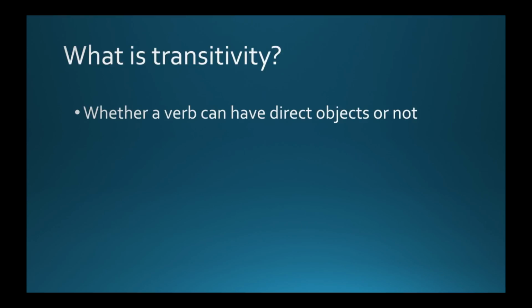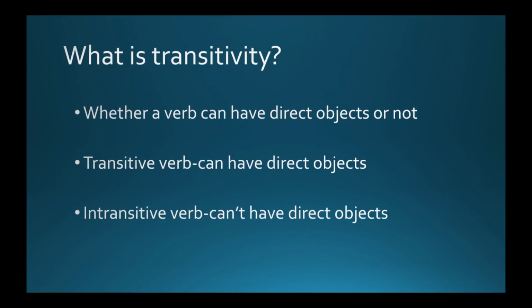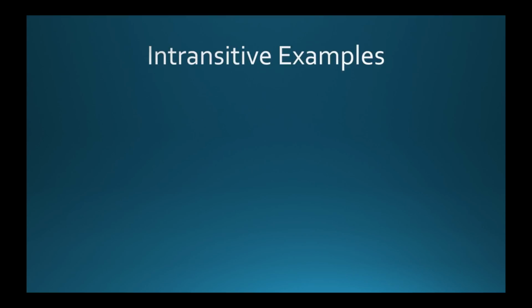Transitivity basically means whether a verb can have a direct object or not. There's two different kinds of verbs. Transitive verbs are the verbs that can have direct objects, and there's intransitive verbs, the verbs that cannot have direct objects. So let's look at some examples of intransitive verbs in English, and then we'll look at some examples in Esperanto.